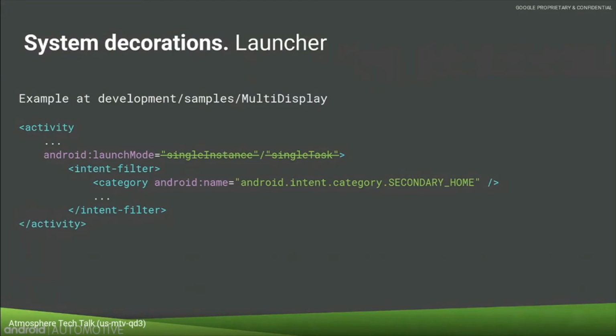Speaking of launchers, we added a new category to the intent filter to allow you to provide a dedicated launcher activity or home screen activity for secondary screens. Instances of this activity will be used on all screens that have system decorations enabled. And this activity must not have a launch mode that limits it to a single instance, like single instance or single task. And it is expected to be able to adapt to different screen sizes in your setup. You can use the same activity for all screens, or you can use one activity for your primary screen and a different activity for all other screens.